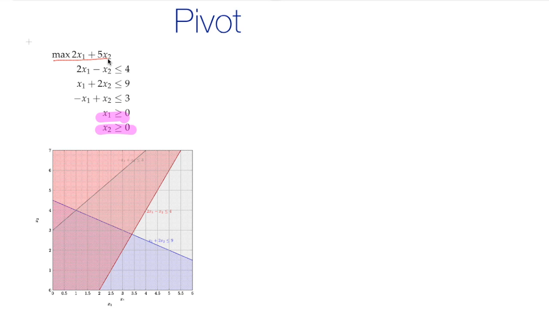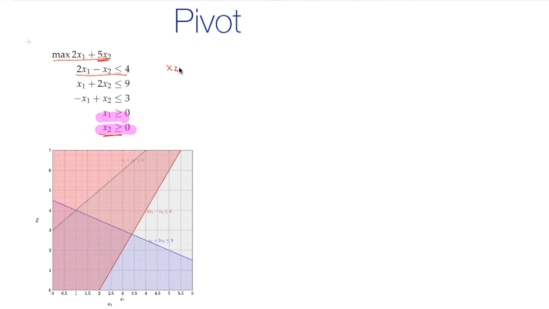If I want to grow that value the fastest that I can, which variable should I increase first? x2, right? x2 right here has the highest coefficient. And so if I increase x2, I'm going to increase the value of this function. So in particular, I want to try to increase this value as much as I can. And now what is going to stop me from increasing x2?